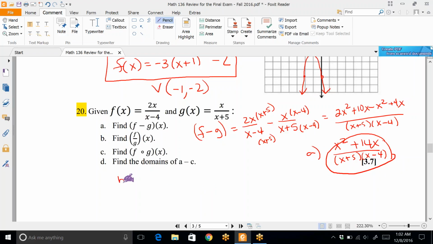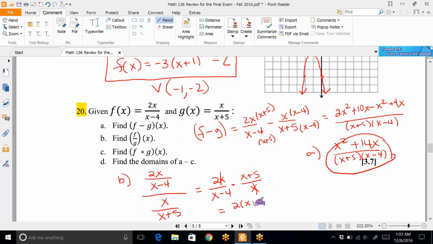For B part, you're doing division. So you stack F on top of G. You want to do this first because this shows you your domain, which is what we asked for in part D. So we would write this as 2x over x minus 4 times x plus 5 over x. The x's can cancel out, and so we get 2x plus 5 over x minus 4. Now that would be my answer to the B part, but we'll have to talk about domain when we get to part D.